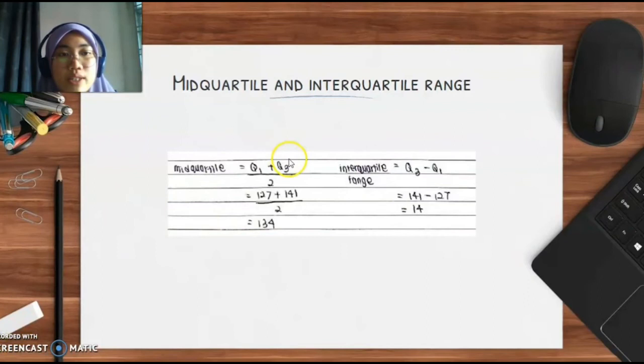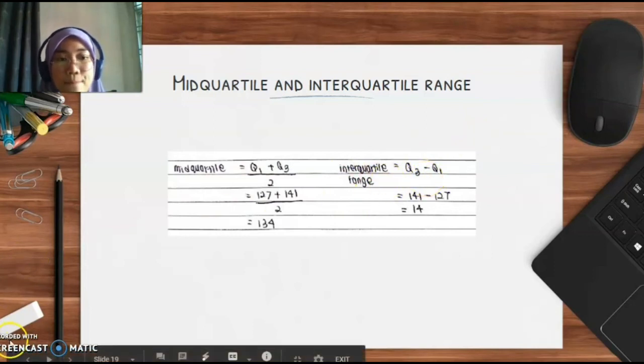Next, for the mid-quartile, we will use this formula, which is the first quartile added to the third quartile, divided by 2. While for the interquartile range, we will use this formula, which is the third quartile subtract the first quartile.